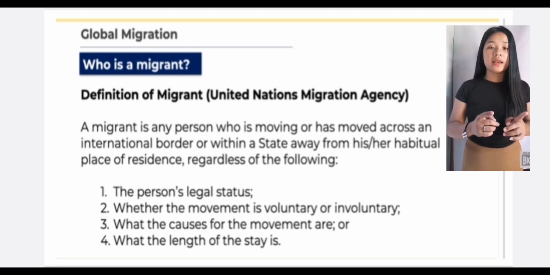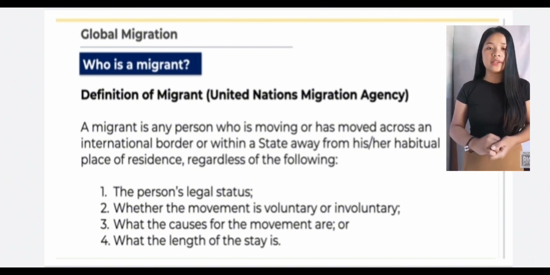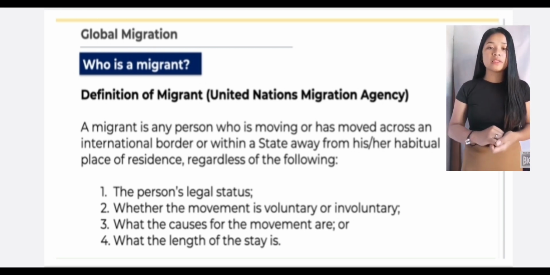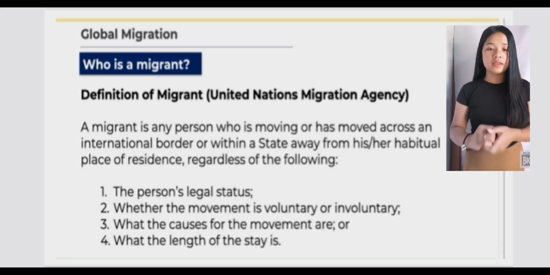Regardless of the following. First is the person's legal status. Second is whether the movement is voluntary or involuntary. Third, what the causes for the movement are. And the last, what the length of the stay is.